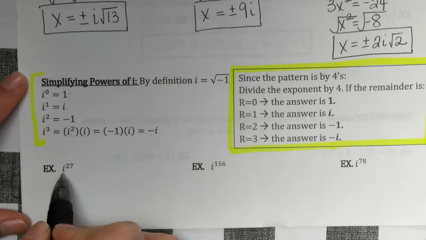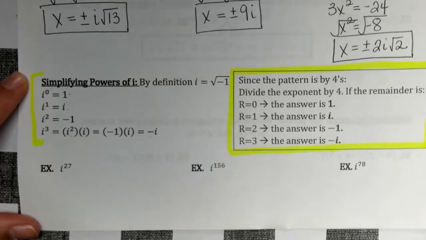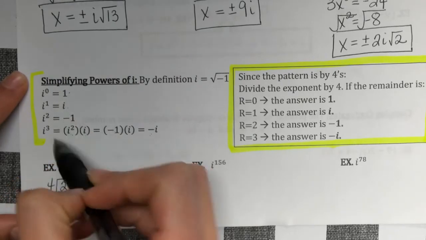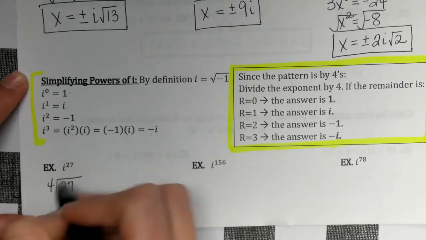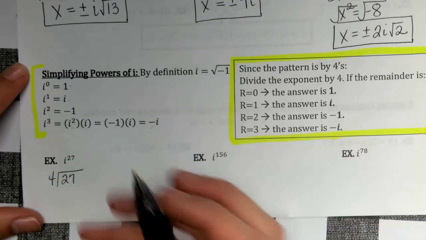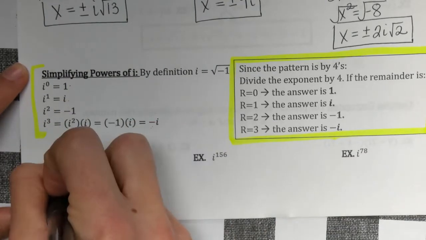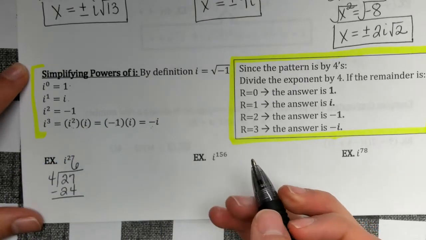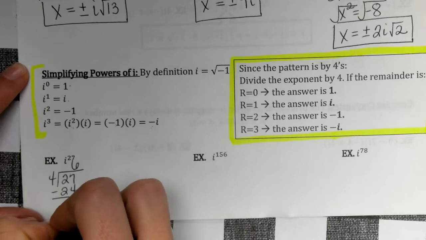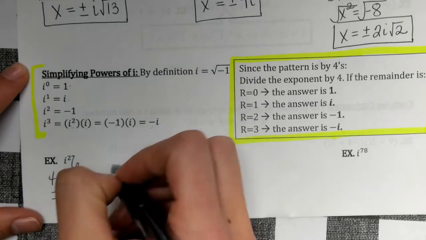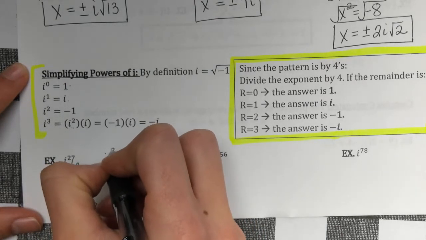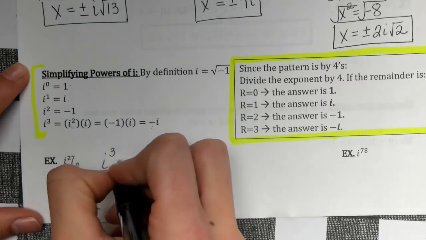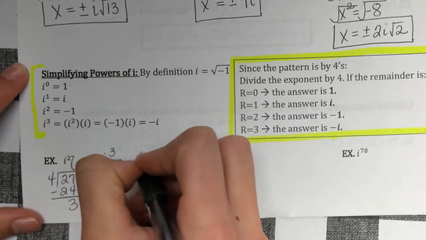So if I am asking you to simplify i to the 27th power, I'm going to take 27 and divide it by 4 because I have a pattern of 4. Okay, so 4 goes into 27 how many times? 6, and that's going to give me 24. So 27 minus 24 is going to leave me with a remainder of 3. That's my remainder. So really, I've got i to the 3rd. Okay, well, i to the 3rd is what? -i.